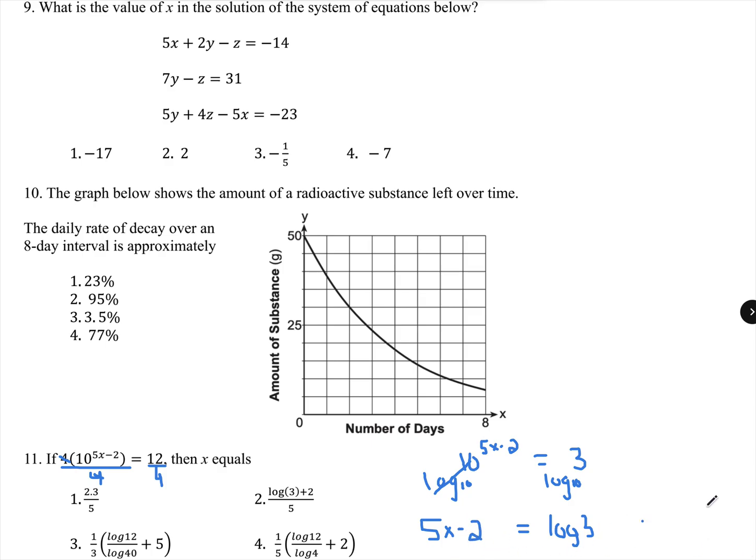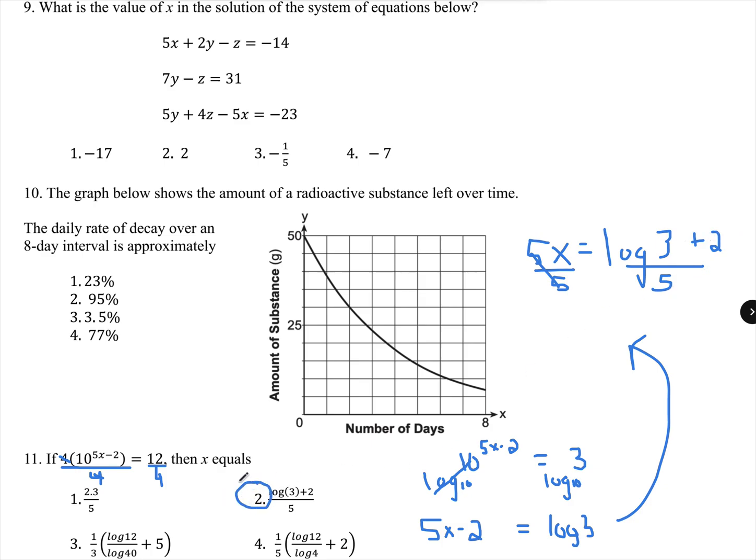If I add 2 to both sides, my work's coming up here because I'm running out of space, I'm left with 5x equals log 3 plus 2. And then I'm dividing both sides by 5. And what am I left with? X equals the log of 3 plus 2, all over 5. There you go.